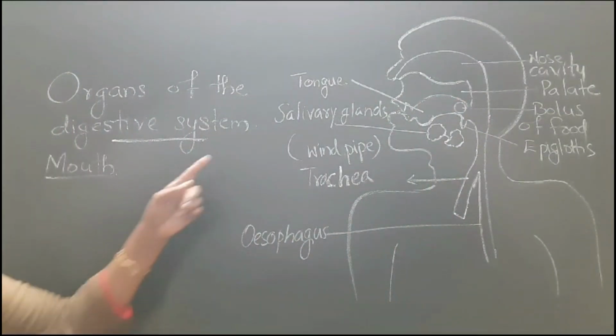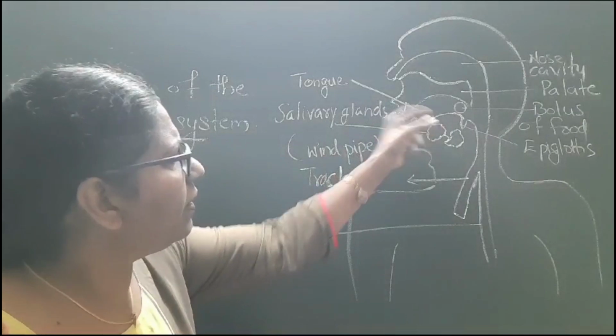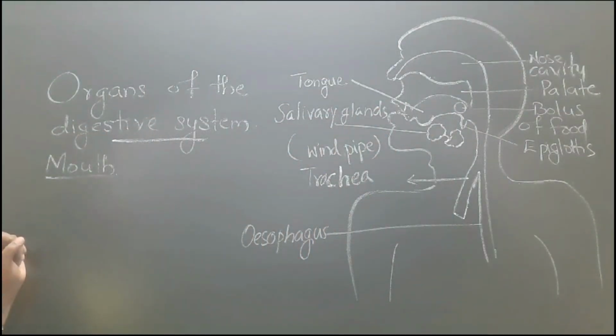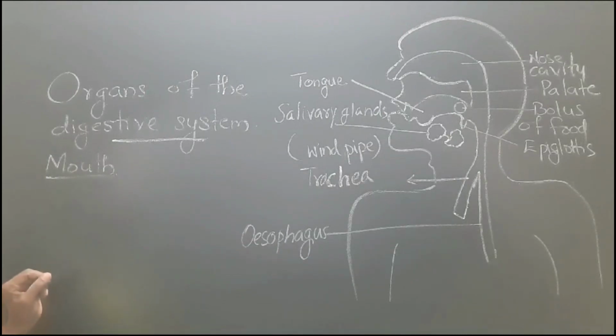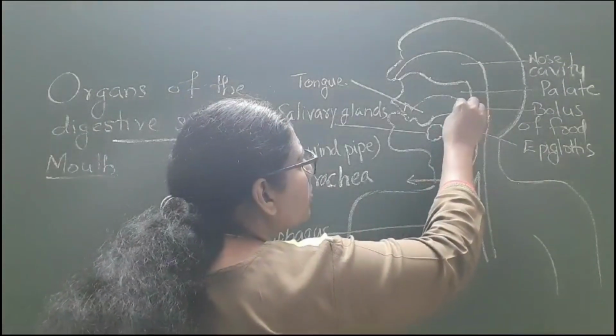Once food is taken in the mouth, we masticate it before swallowing. What do we do in mastication? We crush the food in the mouth and mix with the saliva. In the mouth, there is saliva. With this saliva, the crushed food mixes and forms bolus. Here is the bolus on tongue.